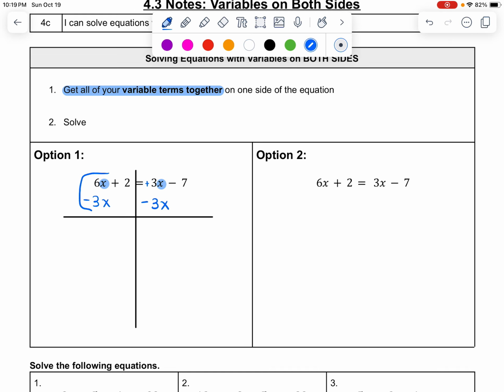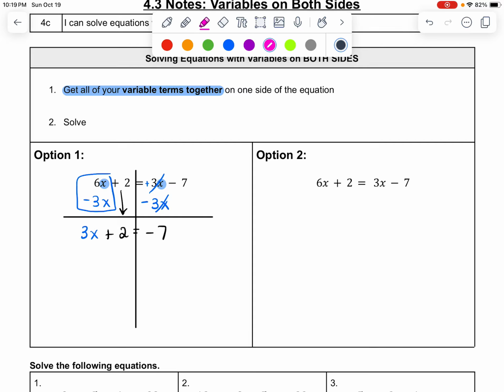On the left side, I'm going to combine these two terms because they are like terms. They both have x's. I'm not going to combine anything with the 2 because it doesn't have an x. 6x minus 3x is 3x. And then I'm going to drop down the plus 2. On the right-hand side, the 3x's cancel. And so I'm just going to drop down the minus 7. Now I'm going to solve like normal.